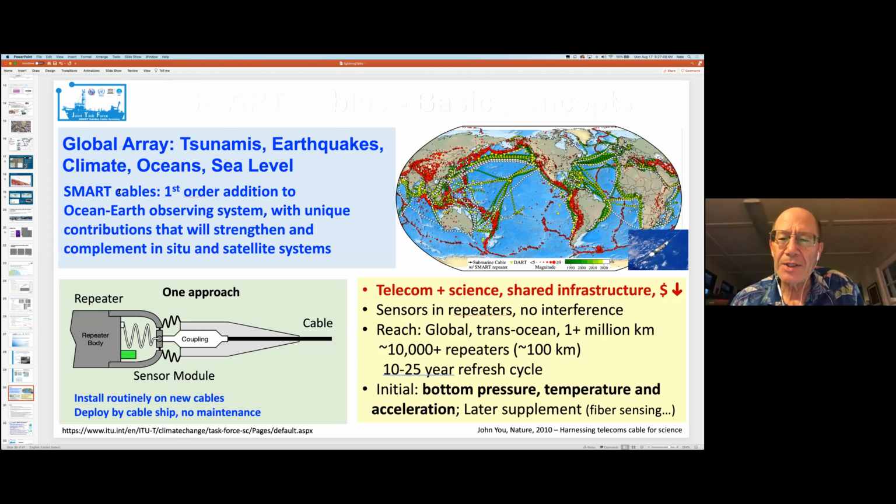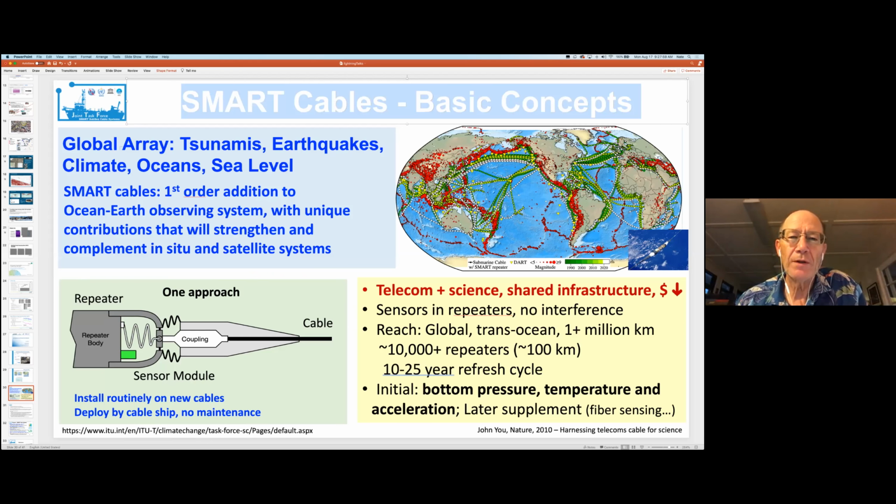There are about 1.5 million kilometers of submarine cable connecting the world together. The goal of the Smart Cables Task Force is to integrate sensors into the repeaters of these cables in order to measure tsunamis, earthquakes, climate, ocean, sea level, and more as a first order addition to the Earth and Ocean observing system.